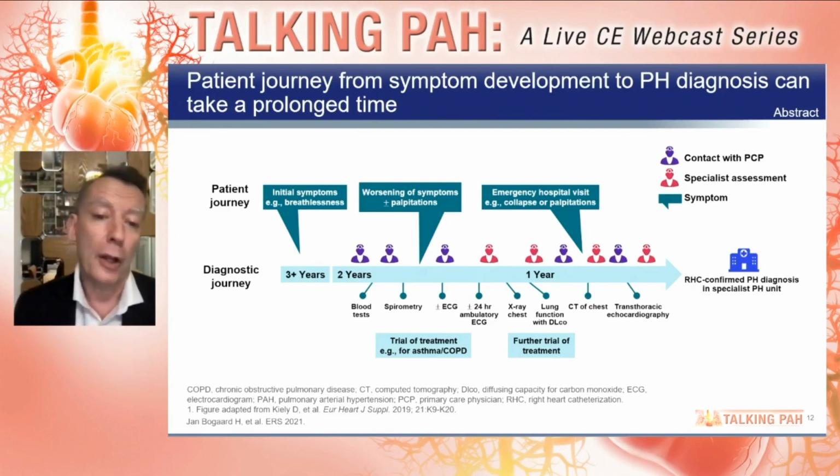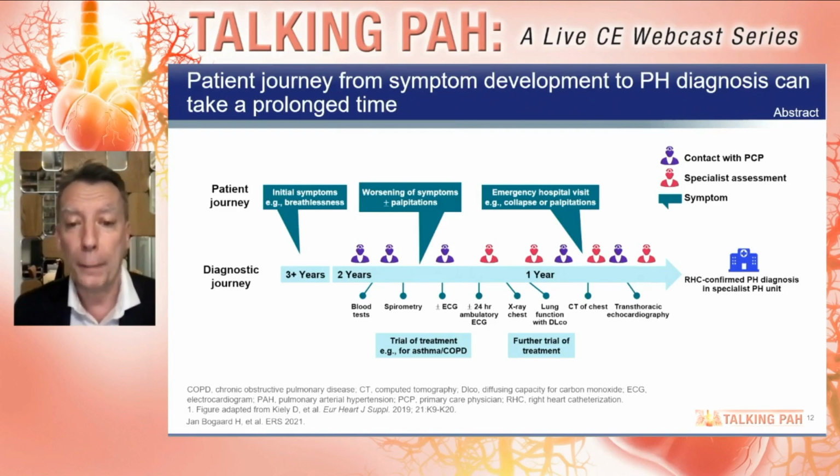But you see here a cartoon describing a possible classical patient journey with many years of symptoms with initial subtle shortness of breath, which then becomes more pronounced with worsening of symptoms, palpitations, chest pain, emergency hospital visit, and maybe after 3 years or more, a diagnosis of pulmonary hypertension made too late in the course of the disease. So one of our ambitions is to have earlier diagnosis.